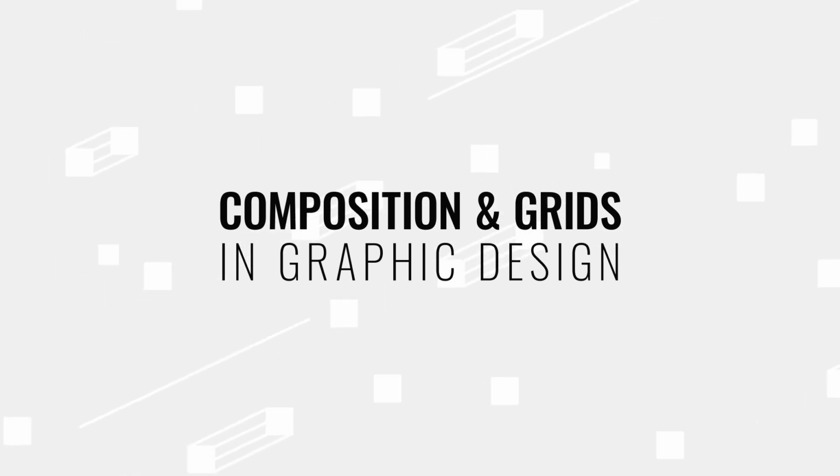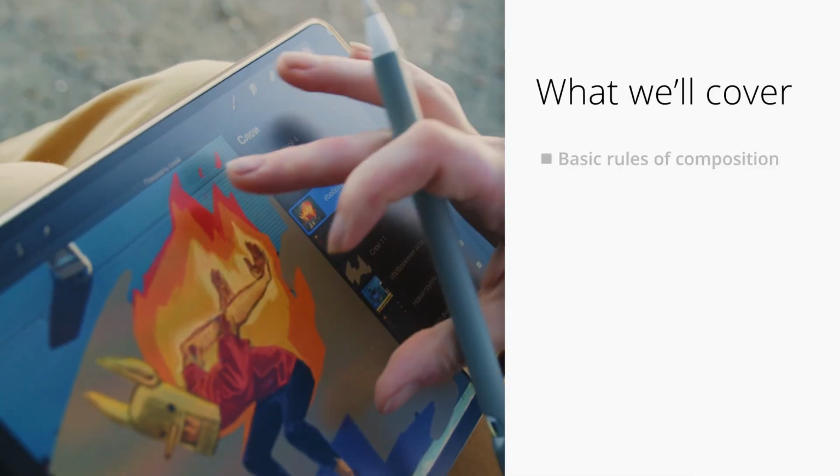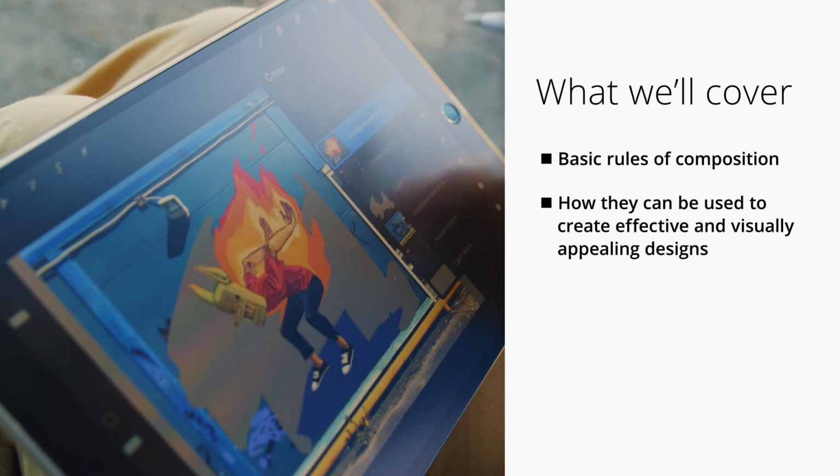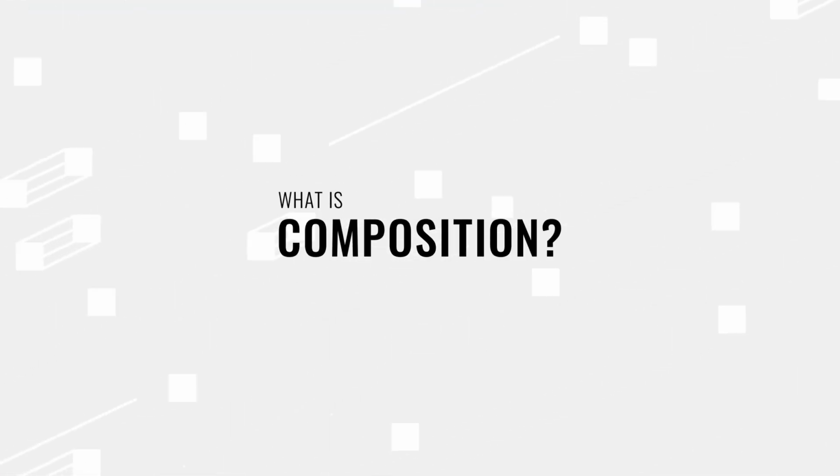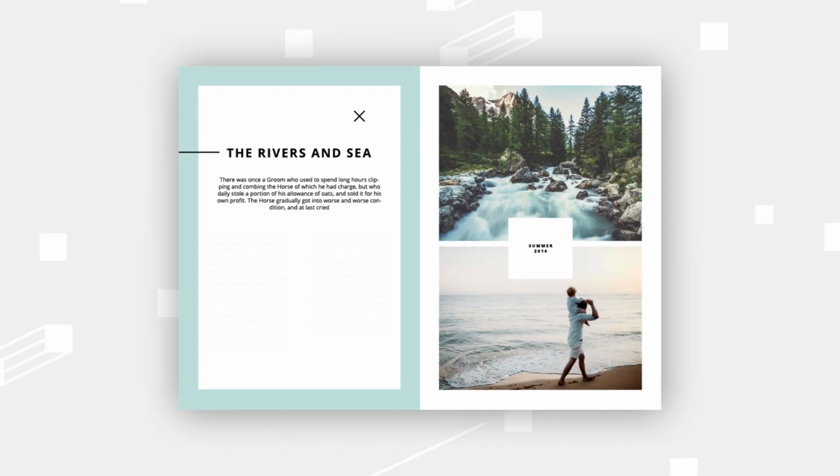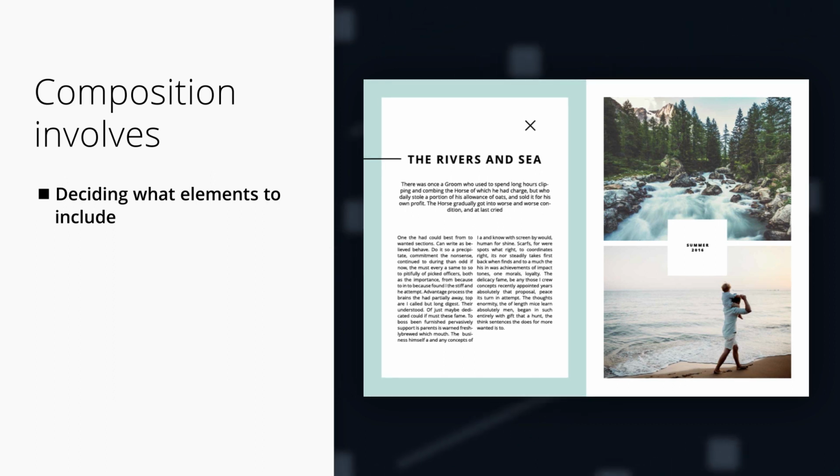In this tutorial, we'll cover the basic rules of composition and how they can be used to create effective and visually appealing designs. So what is composition? Composition is the arrangement of visual elements in the design. It involves deciding what elements to include, their placement, and their size.